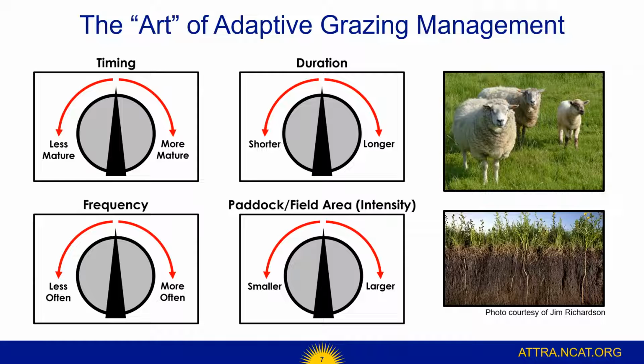You could also say this is like juggling, right? You've got 4 balls in the air, and you are trying to keep all 4 balls from landing on the ground. So it's a balancing act, and that's really the art of adaptive grazing management. So let's briefly review the indicators we're looking for. Next slide, please.